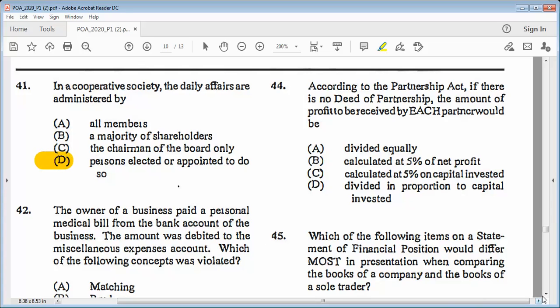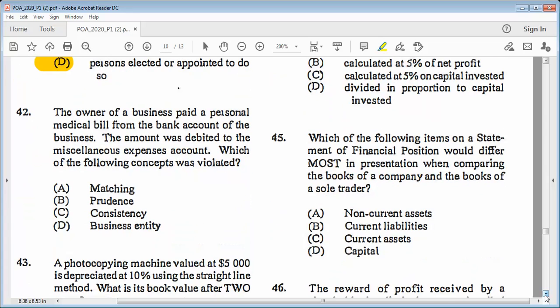Let's go on to number 42. It says, the owner of a business paid a personal medical bill from the bank account of the business. The amount was debited to the miscellaneous expenses account. Which of the following concepts was violated? A. Matching. B. Prudence. C. Consistency. Or D. Business entity. We know that it is D. Business entity. So that's our answer, D.